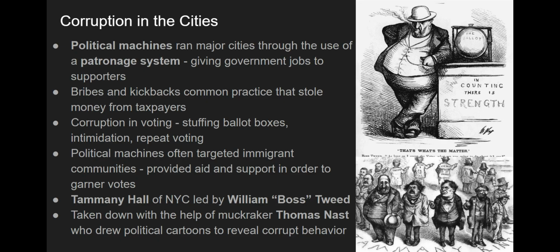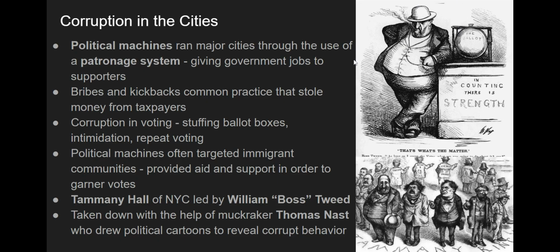And political machines are these groups of people who all work together and agree to be corrupt together. It runs through bribes, through kickbacks. All this is stealing money from the taxpayers. They gain their power and keep it partially from having really corrupt voting practices. So that would include stuffing ballot boxes, intimidation, having people dress in a different outfit and go vote again.